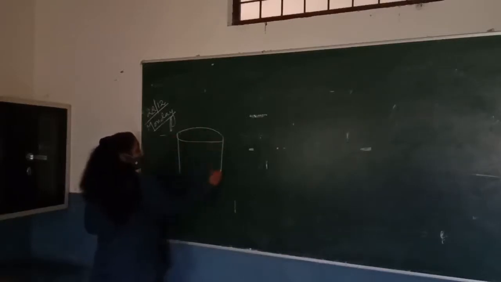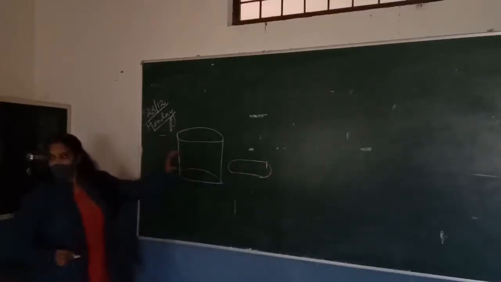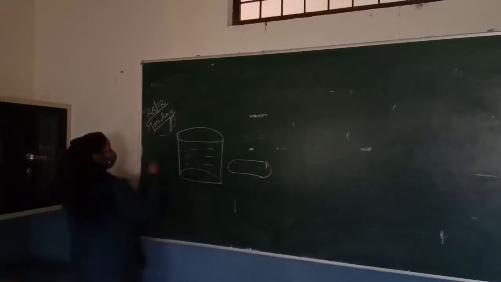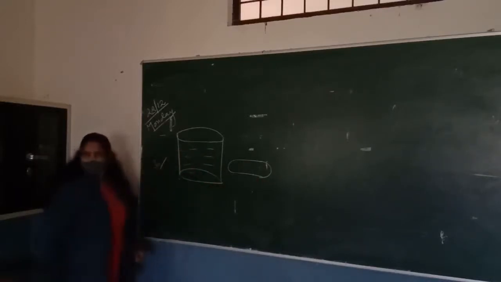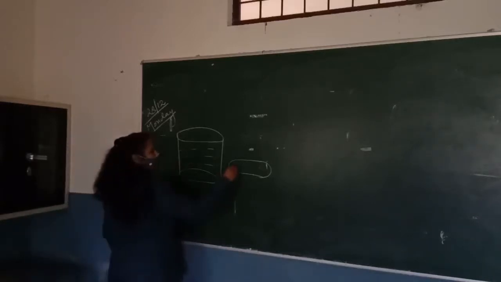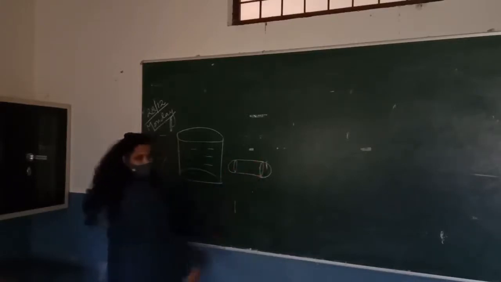A gulab jamun contains sugar syrup up to 30% of its volume. It means the sugar syrup is 30% of the volume of the gulab jamun, okay? Find approximately how much syrup would be found in 45 gulab jamun. What is the measurement for the gulab jamun?